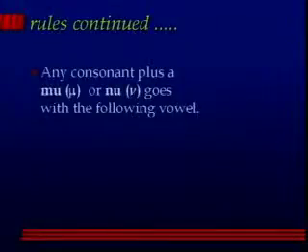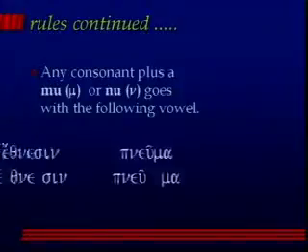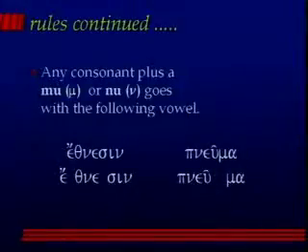Now, another rule as we work with pronunciation, any consonant plus a mu or a nu goes with the following vowel. Okay, let's look at these examples. Ethnesen as well as pneuma. Okay? Notice that both of these words have a combination that has either a mu or a nu following another consonant. In the first one, the theta and the nu. In the second one, the p and the nu. You want to separate those things. And the second one goes with the next vowel. All right? Ethnesin. All right, ethnesin. For pneuma, pneuma.